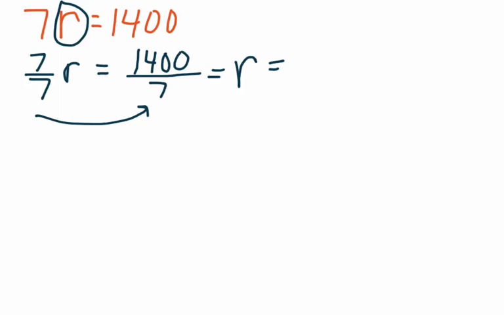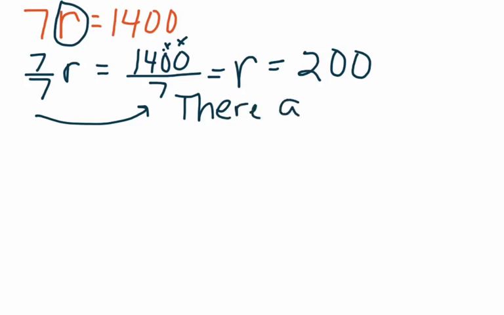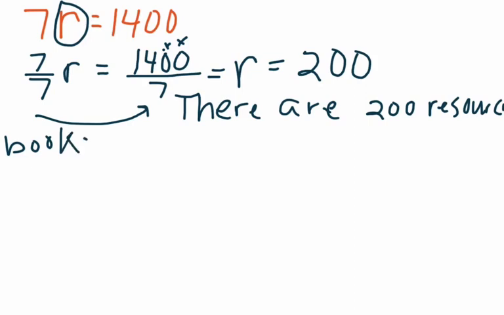Well, we know 7 can go into 14 2 times. And then we have the 2 zeros. So R is equal to what? 200. So what does that 200 mean? It means there are 200 resource books. Sorry, that E didn't come out. If we know there are 200 resource books, how can we figure out what the other totals are?